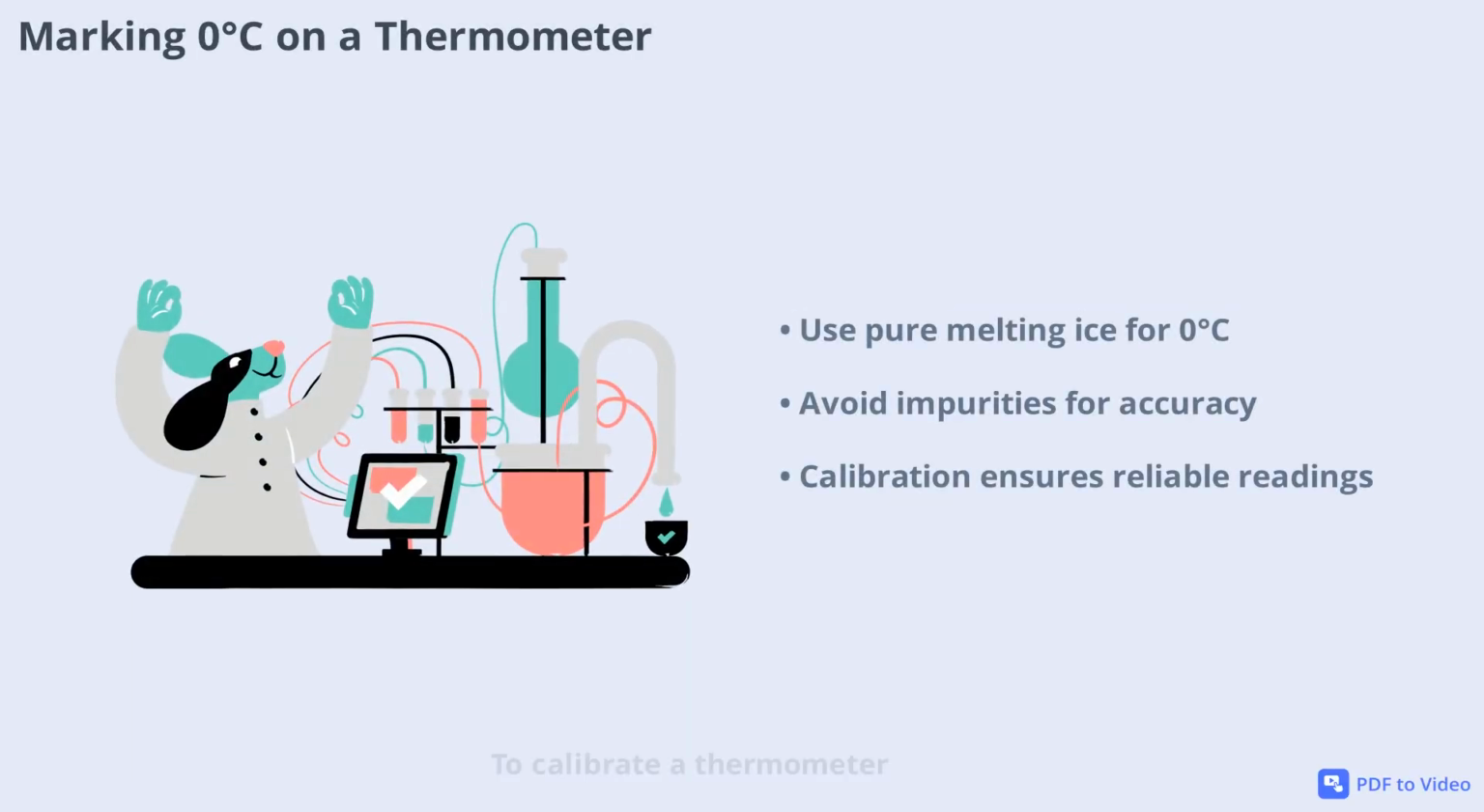To calibrate a thermometer, where should the bulb be placed to mark 0 degrees C? The answer is in pure melting ice. We'll explain why using pure substances ensures accuracy and how this process is fundamental to thermometer calibration. Understanding this helps avoid errors in temperature measurement and is a key point in practical physics.